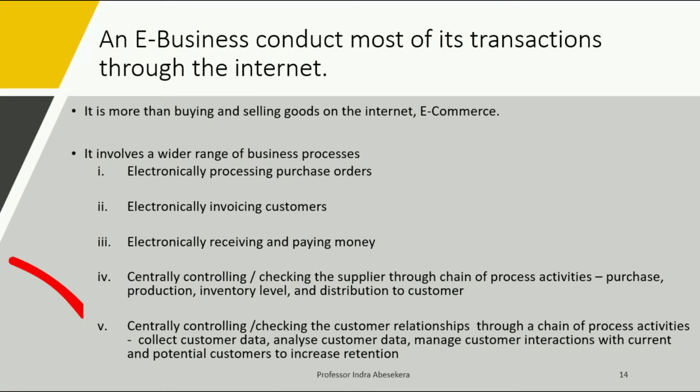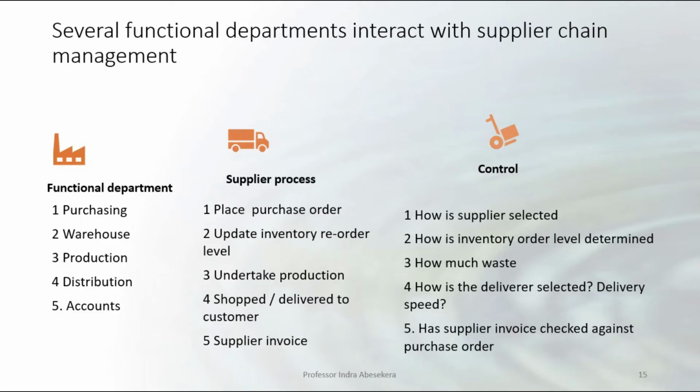And it centrally controls and checks the supply chain through a chain of process activities like purchase, production, inventory level, and distribution to customer. It also centrally controls and checks the customer relationship through a chain of process activities like collecting customer data, analyzing customer data, and managing customer interaction with current and potential customers to increase customer retention. There are several functional departments that interact with supply chain management.